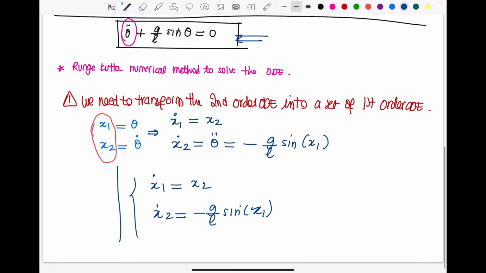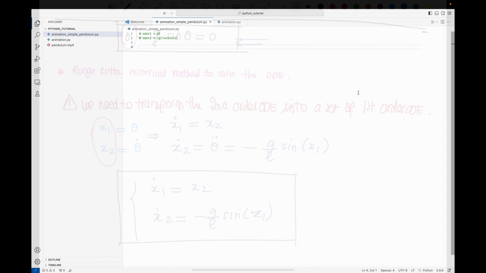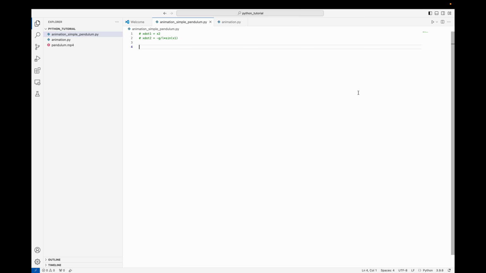Okay, so at this stage, I am ready to input these equations. In the previous video, we derived the equations of motion for the simple pendulum. We basically got one second order differential equation that we rewrote into two first order differential equations. Here they are in terms of x dot 1 and x dot 2. Right now, I want to solve these equations in Python. I'm using VS Code as my editor, but you can use any editor you'd like. You can also use some online editor where you don't have to download anything on your computer.